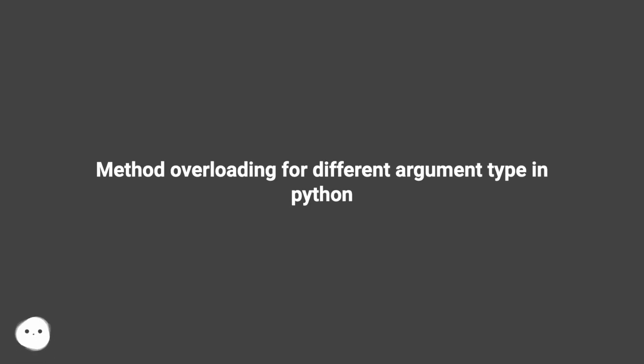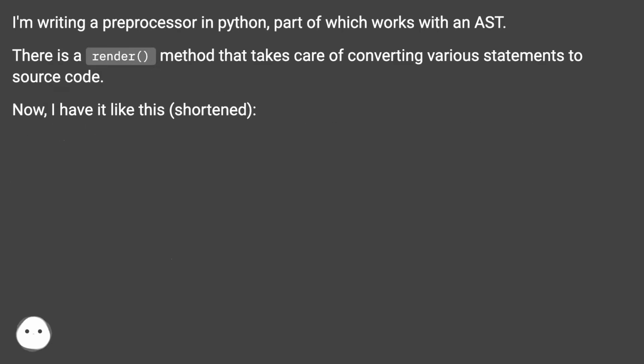Method overloading for different argument types in Python. I'm writing a preprocessor in Python, part of which works with an AST. There is a render method that takes care of converting various statements to source code. Now, I have it like this, shortened.